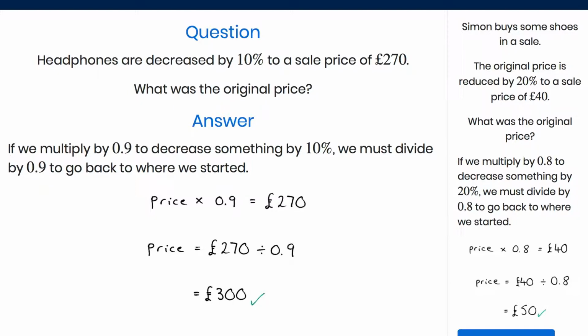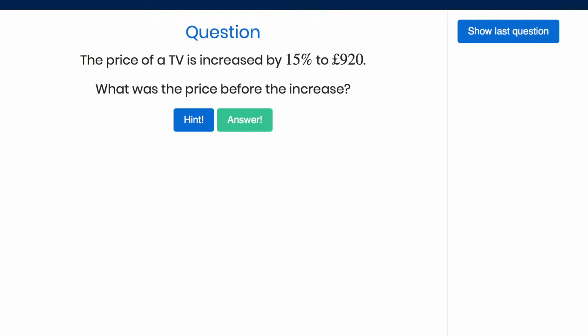We can also calculate reverse percentages following a percentage increase. So here's an example. The price of a TV is increased by 15% to £920. What was the price before the increase? Pause the video now if you'd like to have a go. As a hint, if something is increased by 15%, then you have 115%.